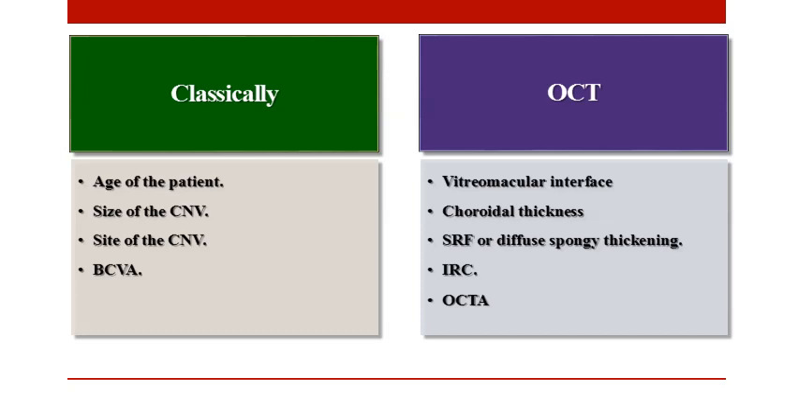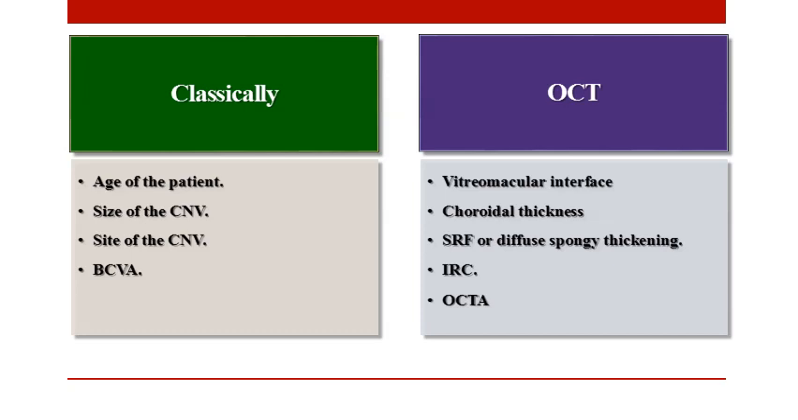Recently, OCT added very valuable information regarding the prognosis of the CNV. This information includes the status of the vitreomacular interface. If the vitreomacular interface is intact without complicating epiretinal membranes or vitreomacular traction, it gives you a good prognosis. The choroidal thickness. The thicker the choroid, the better the prognosis.